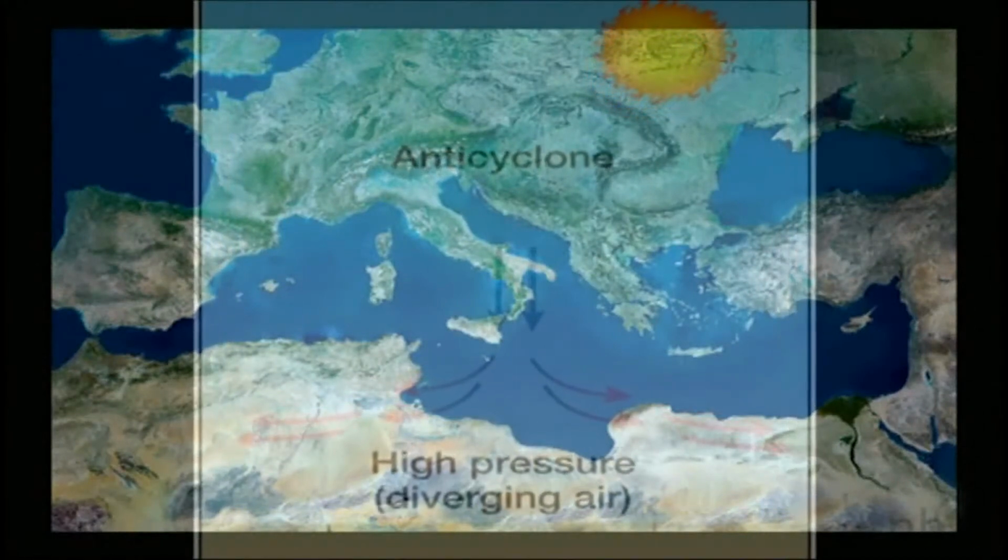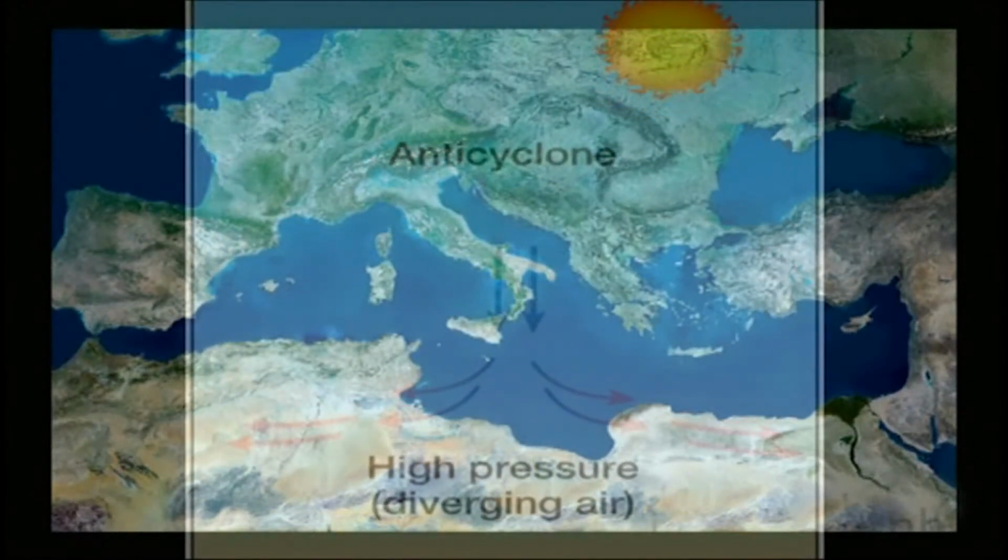Anticyclones are larger than cyclones. The isobars are usually symmetrical and almost circular.